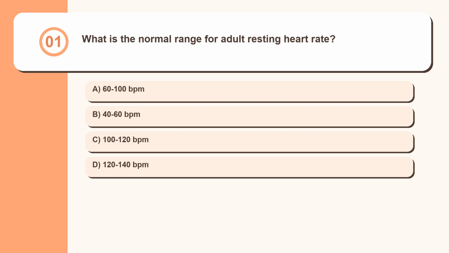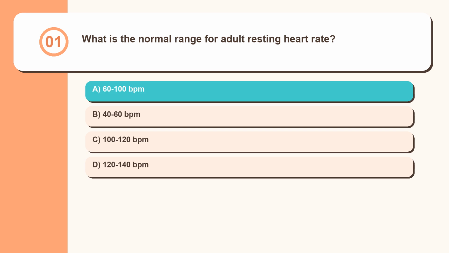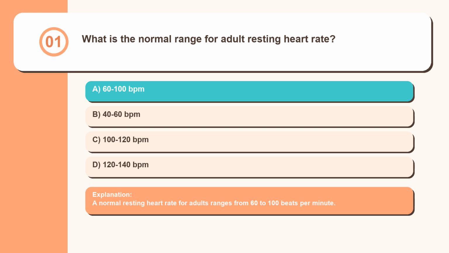What is the normal range for adult resting heart rate? 60 to 100 bpm, 40 to 60 bpm, 100 to 120 bpm, 120 to 140 bpm. A normal resting heart rate for adults ranges from 60 to 100 beats per minute.